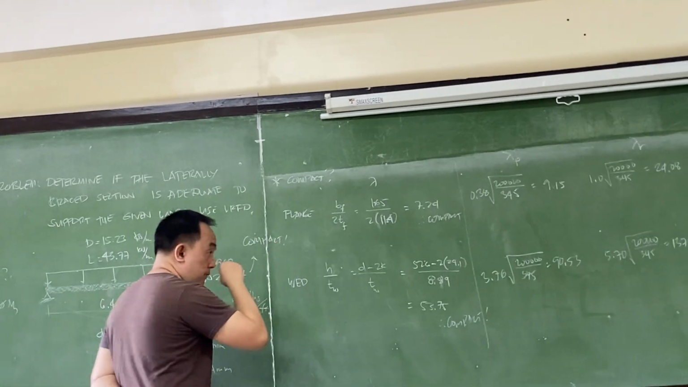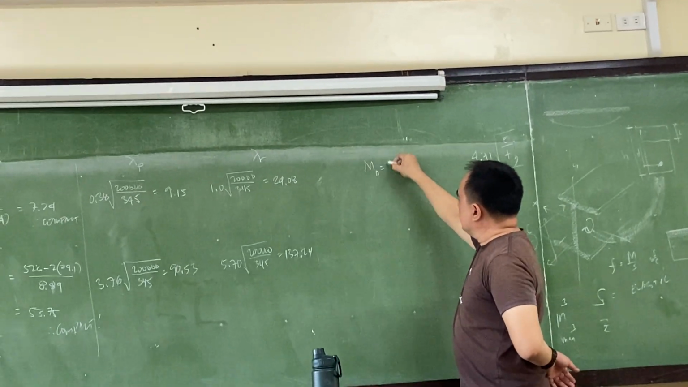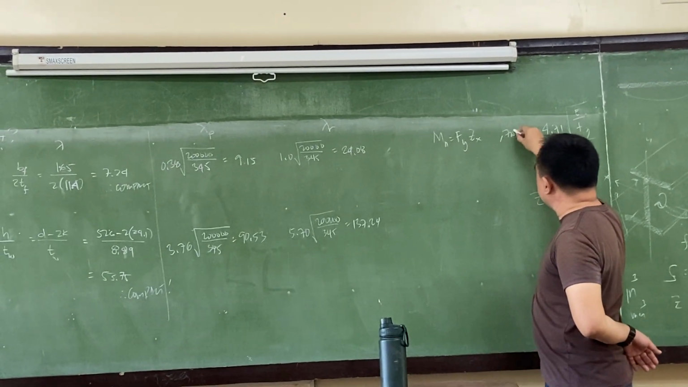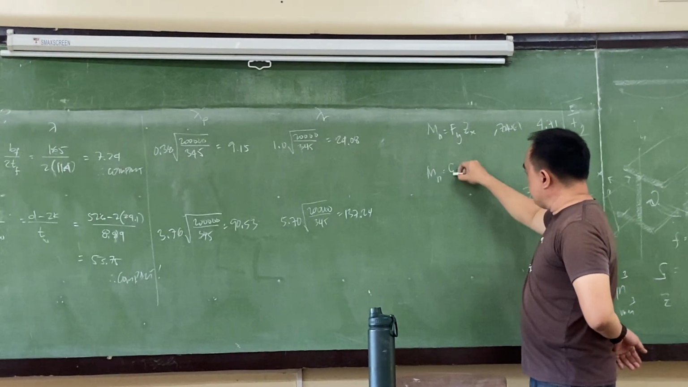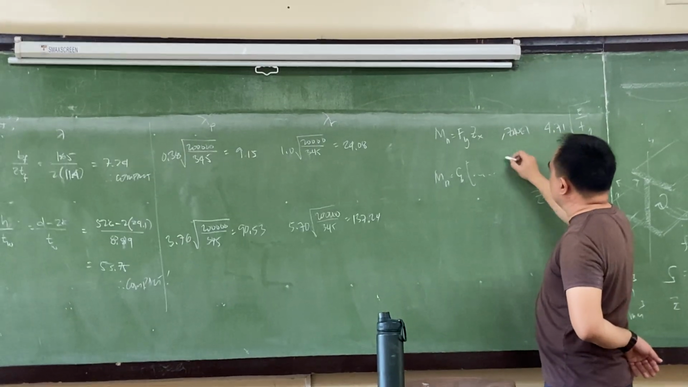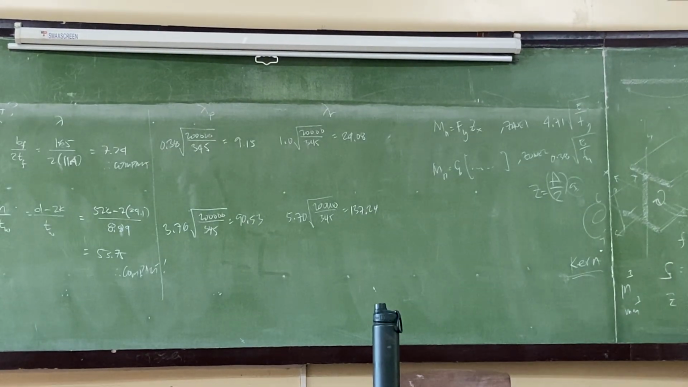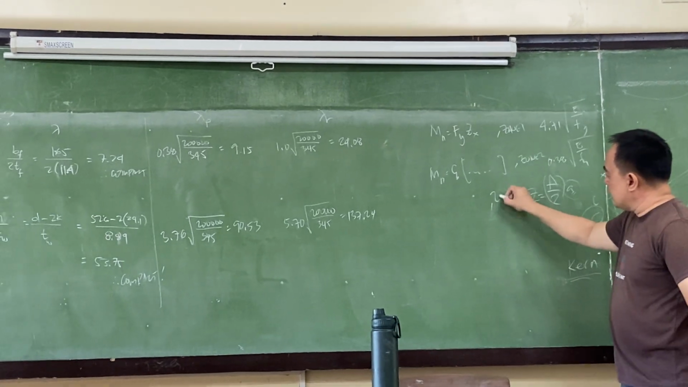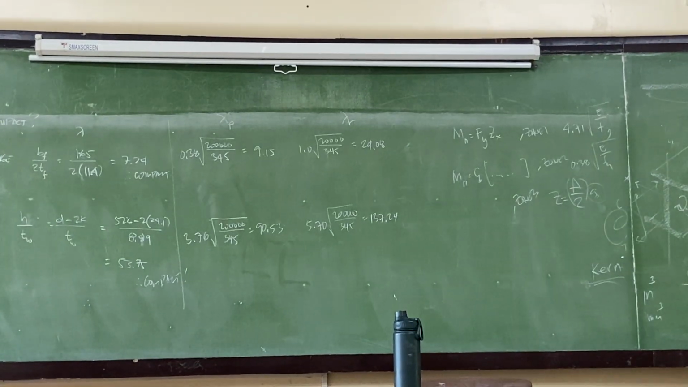a compact section. So therefore we're going to use our Mn equals Fy Zx if zone 1, or Mn equals Cb times blah blah blah for zone 2. Okay, so let's try to see which zone it falls under. Of course there is also zone 3, but we will not include it anymore because we don't have much time. Okay, so we have our zone 1 and zone 2.